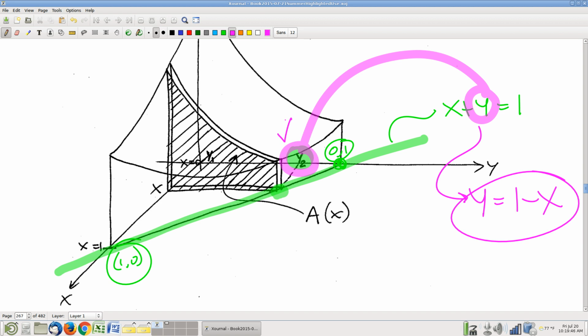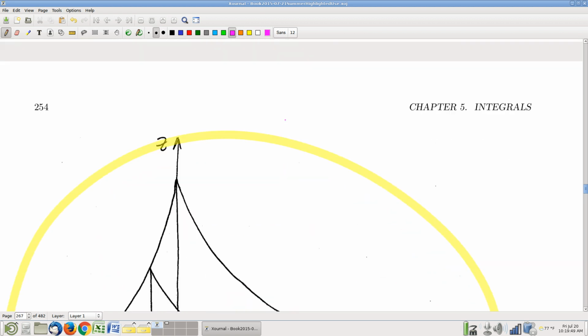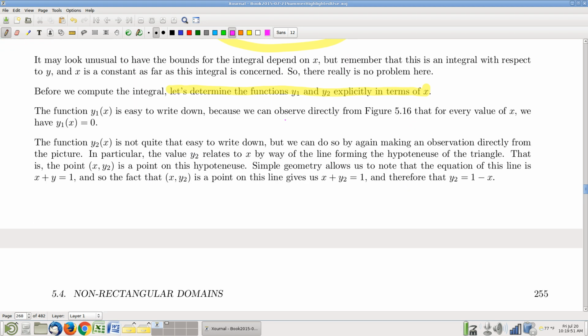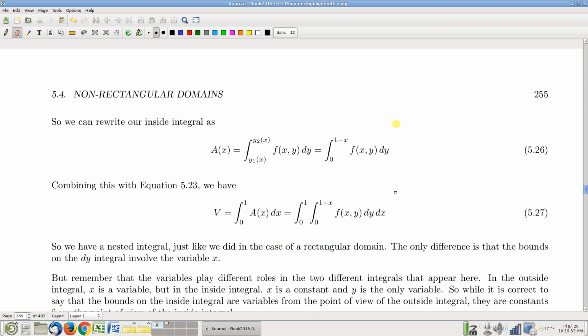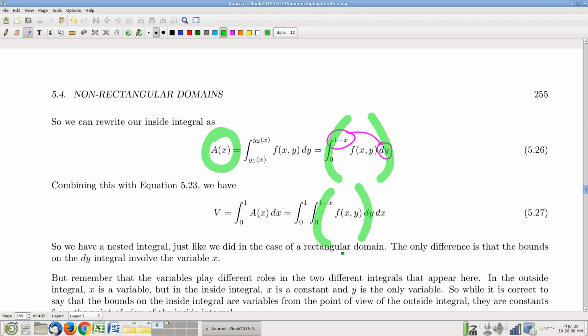Okay, so the upper bound here is y equals 1 minus x. And, yeah, here we go. You can see it right here. The upper bound for the y integral is 1 minus x. And so, we were computing cross-sectional area. That cross-sectional area goes on the inside. Right, it's inside of the colors.